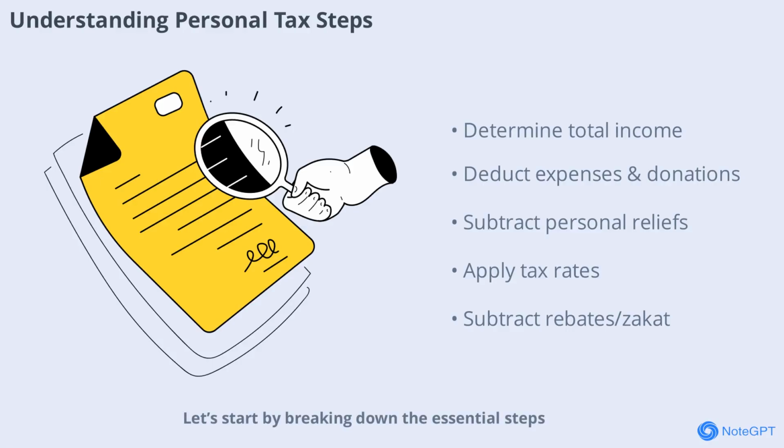Start by breaking down the essential steps to compute your personal tax liability in Malaysia. First, you need to determine your total income from all sources, such as employment or business. Next, deduct allowable expenses and approved donations to arrive at your aggregate income.